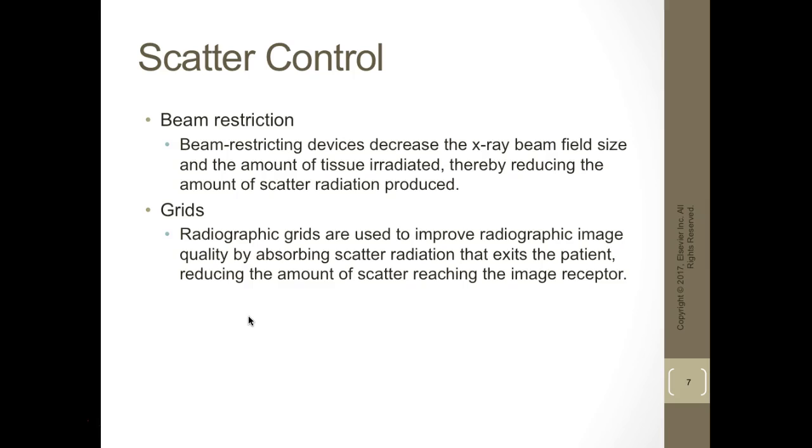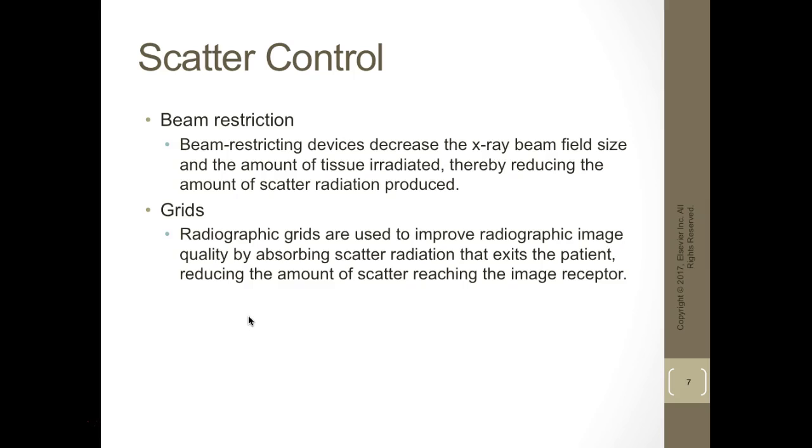So the best ways to control scatter, the number one thing that you can do is collimate. So we call that beam restriction. So beam restriction devices decrease X-ray beam field size and the amount of tissue irradiated, thereby reducing the amount of scatter radiation produced. That is the number one thing you can do is collimate, reduce your beam size just to the anatomical part that you're interested in.